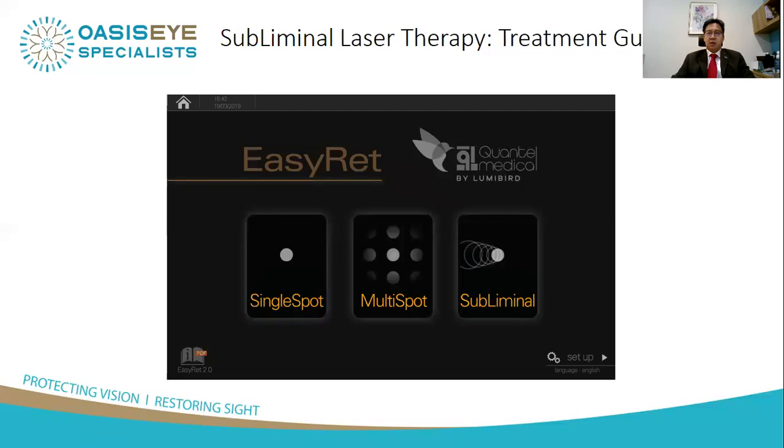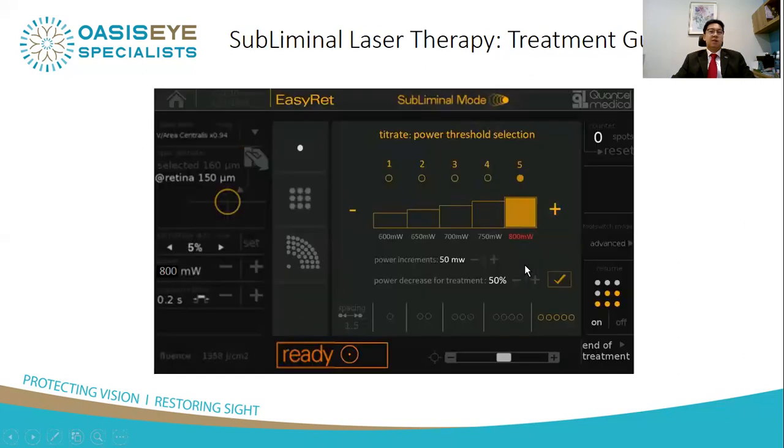So when you switch on the EasyRed system, you just have to pick the subliminal laser mode. And this comes up immediately under the titration power settings. And then you can start at 600. You can choose different levels of power and choose an area outside the macular region just to test it. And if you get a reaction, just click this button to reduce the power by half.